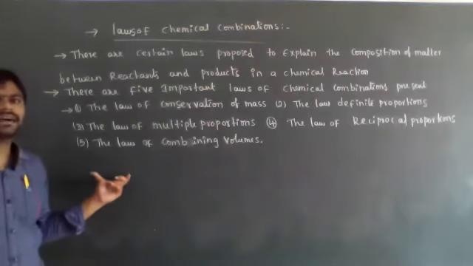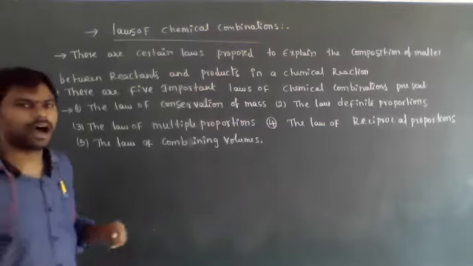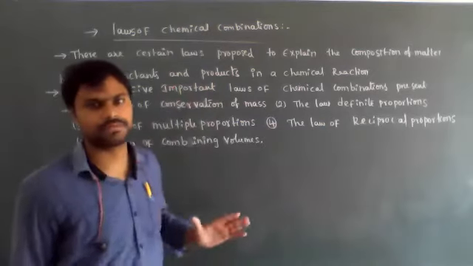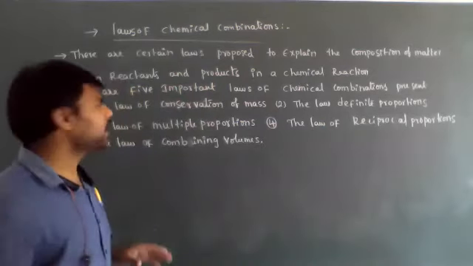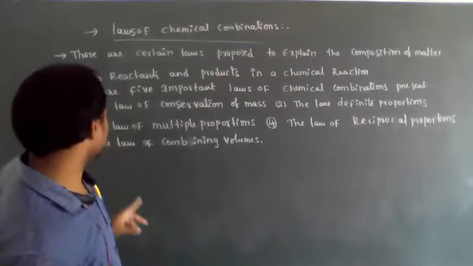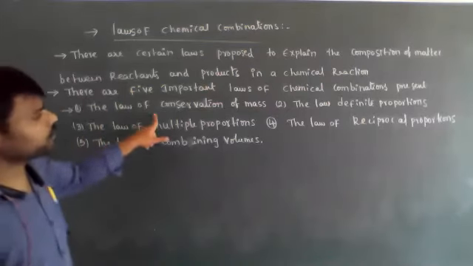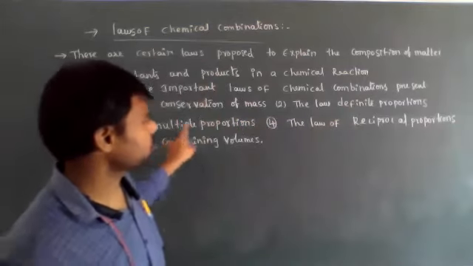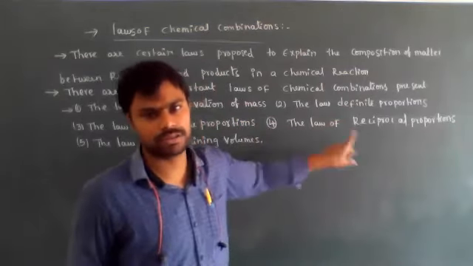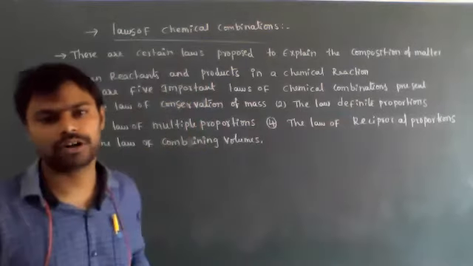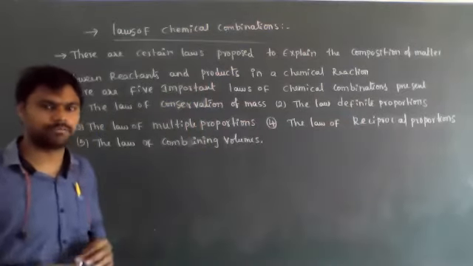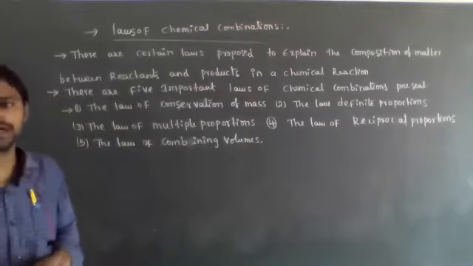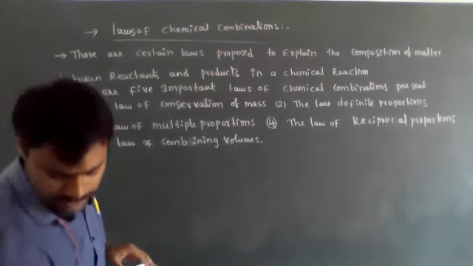So like this, 5 important laws of chemical combinations are present. Out of that, the main important ones are the law of conservation of mass, definite proportions, multiple proportions, and reciprocal proportions. The first 4 are very, very important. In objective exams also, they are asking. Okay. Let's see.